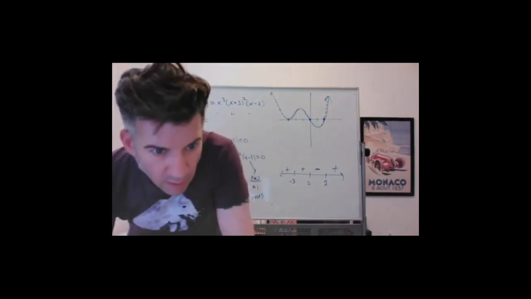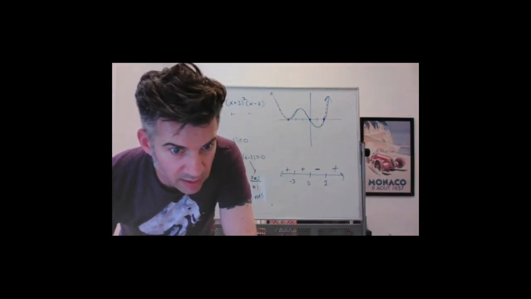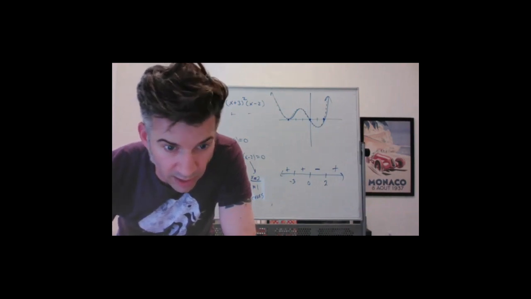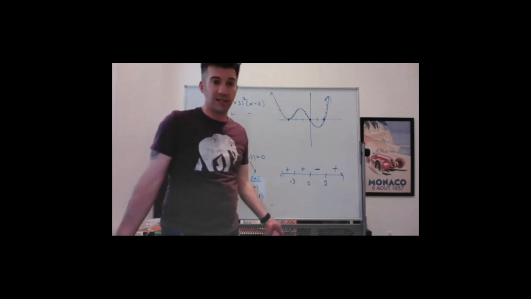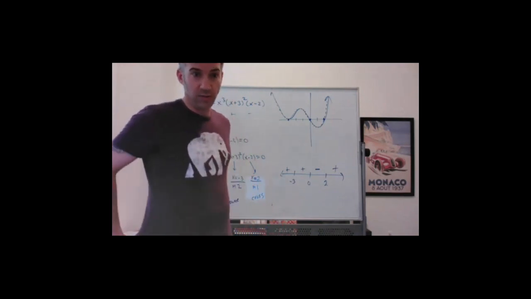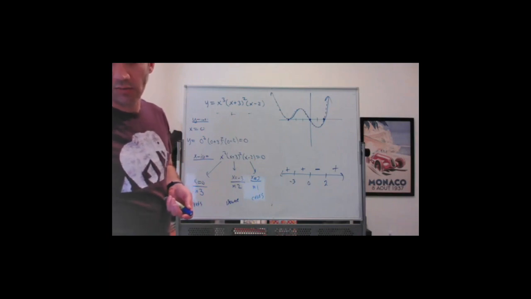Someone wrote a thing: never realized the number line is just the x-axis on the board. Yeah, that's totally true. That is an excellent observation. The number line is literally just the x-axis part of the coordinate plane, for sure. Good call. Yeah, it's a really good thing to know.